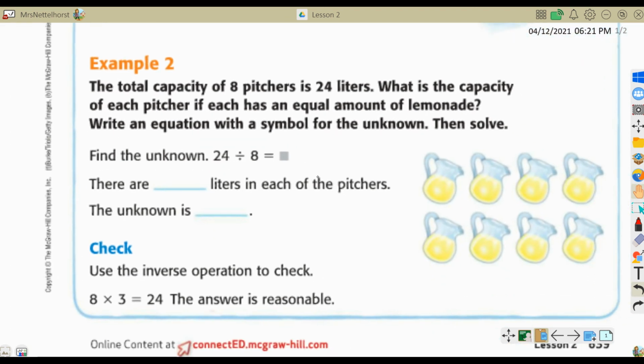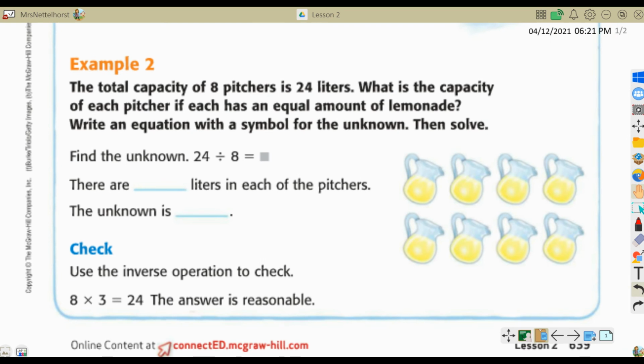Get this all in here so you can see the pictures. There we go. The total capacity of some pitchers is some liters. What is the capacity of each pitcher if each has an equal amount of lemonade? Oops, I read the question. Let's do it again. The total capacity of some pitchers is some liters. Okay, so I have pitchers and I know that there's going to be stuff in them, but I know that altogether it's 24. So let's read it now with the numbers.